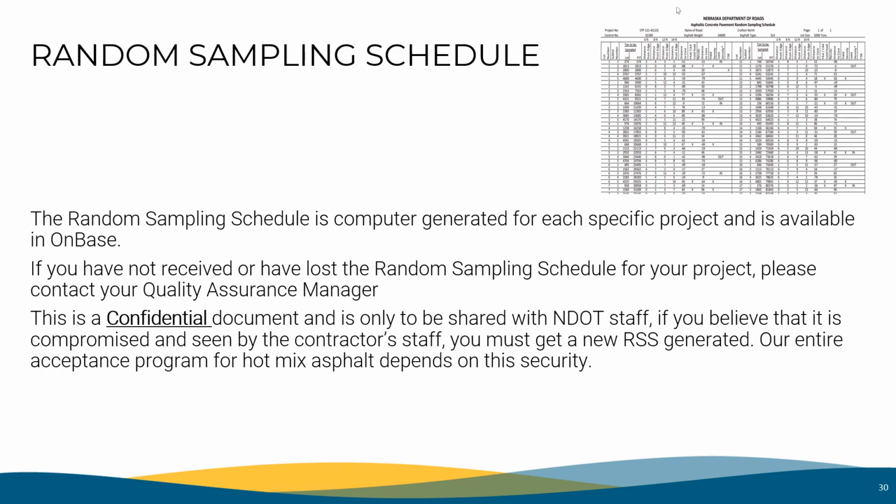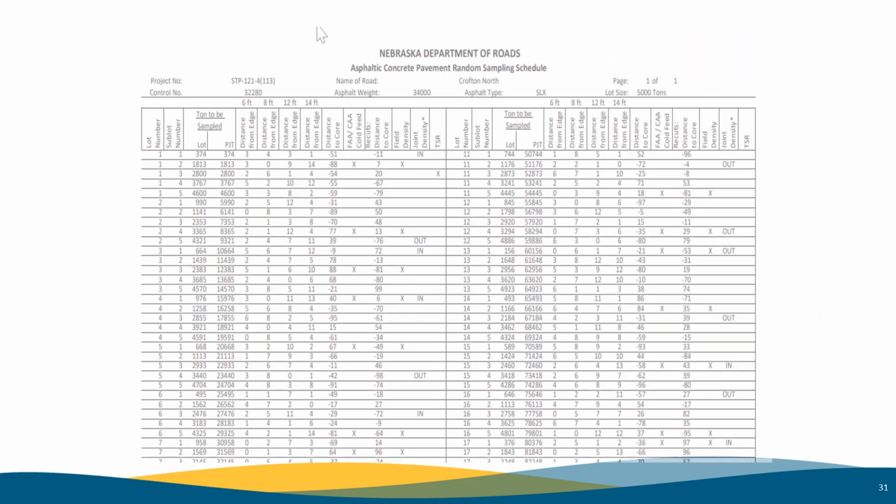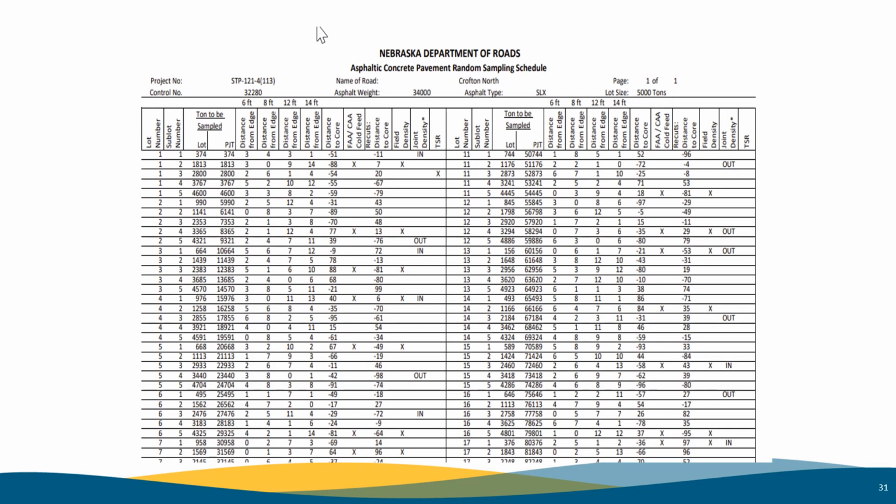Now let's take a few minutes to familiarize ourselves with the random sampling schedule. Here is the random sampling schedule. An RSS is generated for each type of mix on your project. It is randomly generated and includes columns for each paving width that you should have on the project. First, you want to confirm that the random sampling schedule is for your project that you are working on. Across the header, you will find project number, control number, name of road, project material used, and asphalt type.